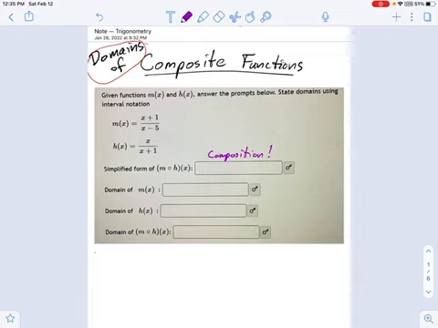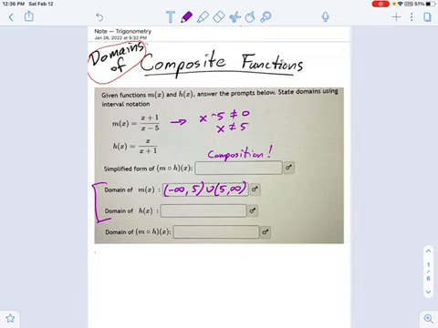Then the next three parts of this question are really domain questions. And I can answer these two, anyway, very quickly. We've done this stuff before. What's the domain of m of x? Well, I know x minus 5 is not allowed to be 0, right? You cannot divide by 0. So that means x cannot be 5. Easy. So we just say all the numbers except 5. Negative infinity to 5, union 5 to infinity.